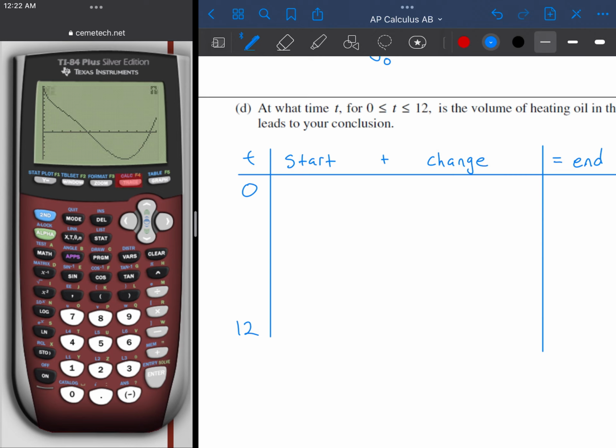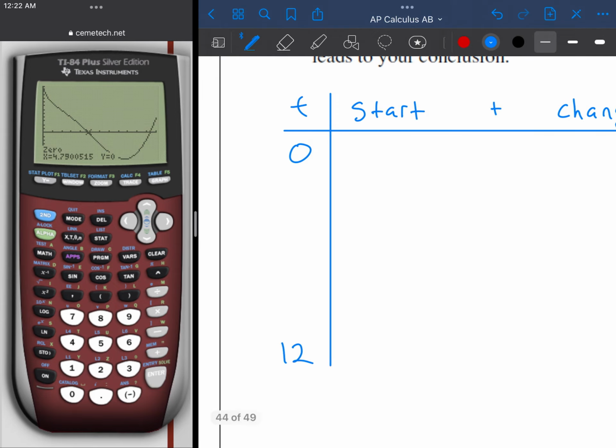So I'm going to do second trace to do a zero, so 2. My left boundary, I'm just going to hit 1. Right boundary, I don't know, 6. And I'm going to guess like 5. And I get 4.790. So 4.790. And the other one, might as well have it on the table too.